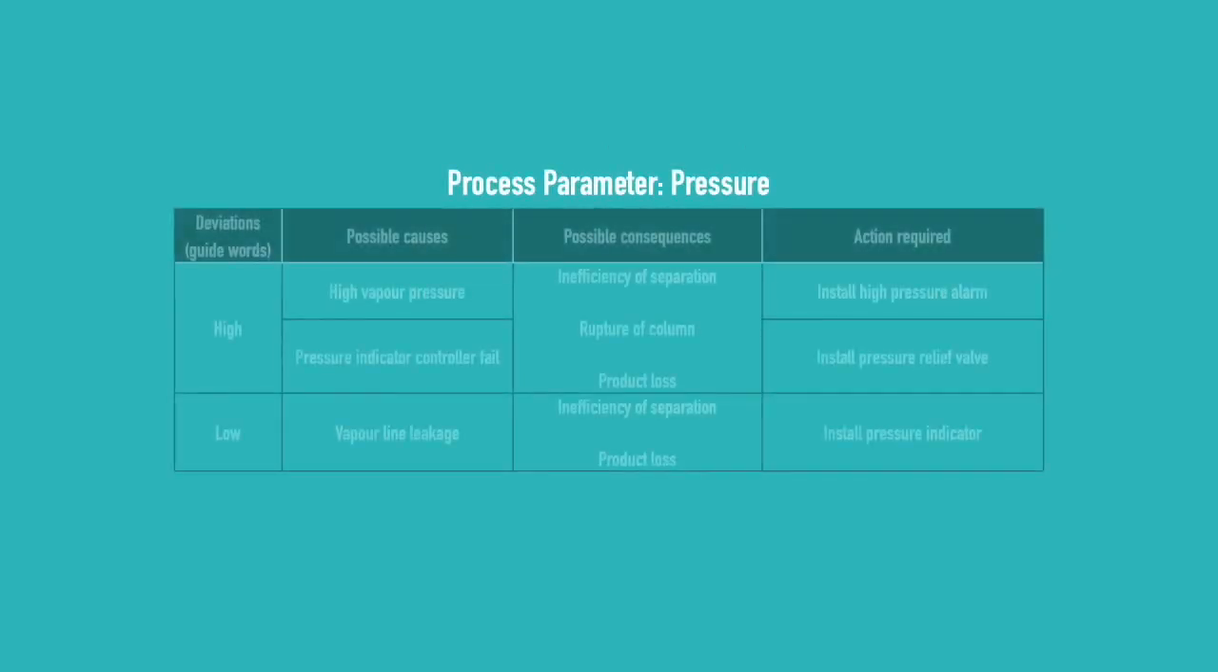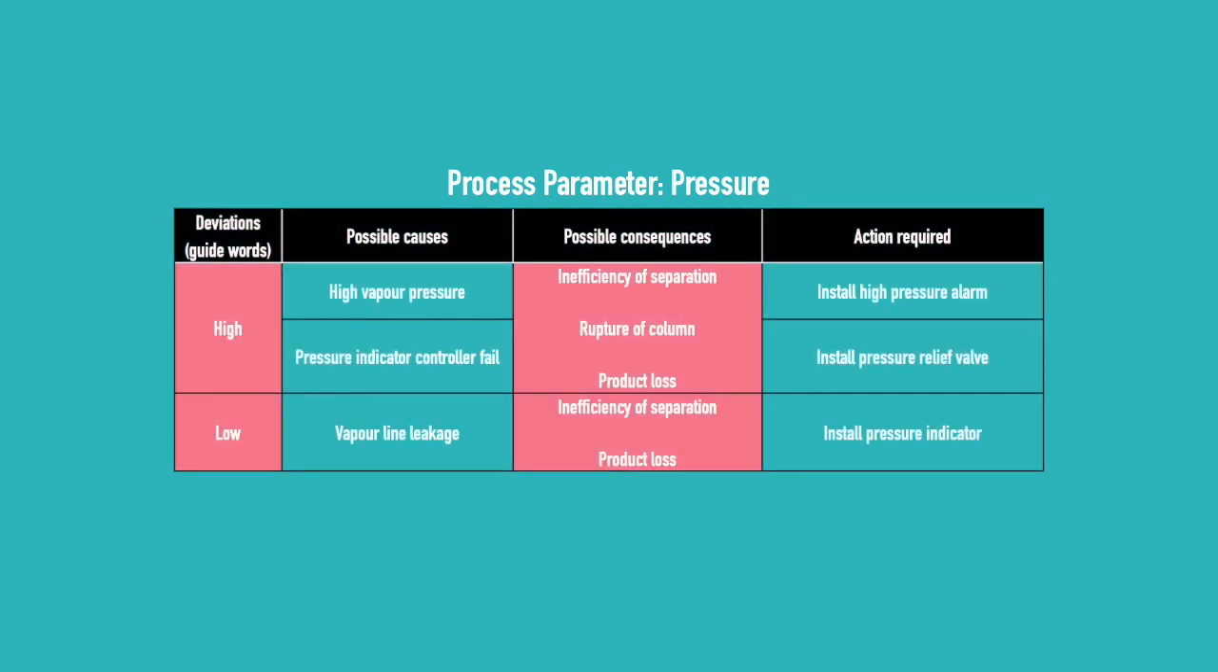The third process parameter is pressure. The consequences of high or low pressure are similar, which are inefficiency of separation and product loss. The difference is that high pressure can also lead to rupture of the column.